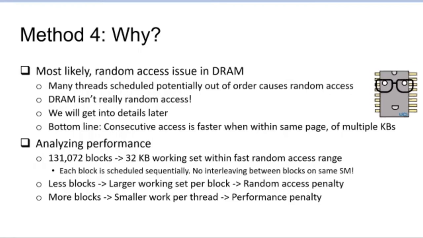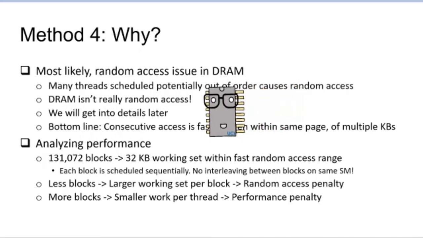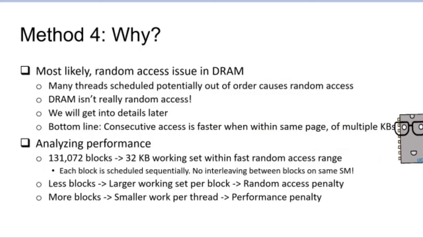We're going to talk about this in one of the later lectures, near the end of the course. But DRAM isn't really random access. We'll get into details later. The bottom line is that if we have multiple consecutive accesses into DRAM, there's often an order of magnitude faster performance if two consecutive memory accesses are within the so-called same page, and page size is multiple kilobytes. So there is a working set issue, and a spatial locality issue, in regular old DDR memory as well, even graphics DDR memory.